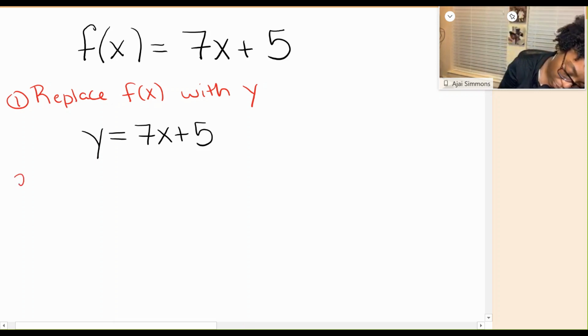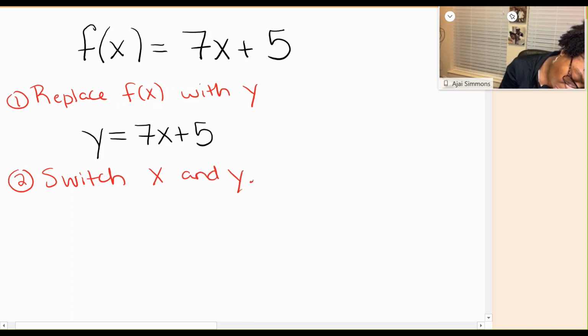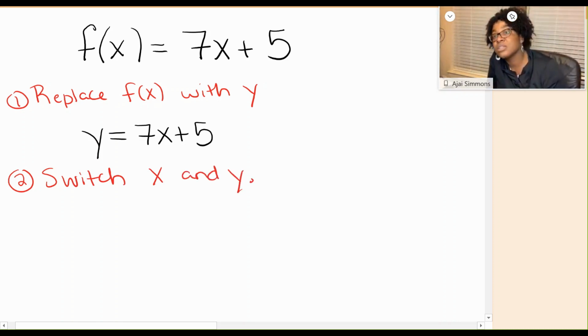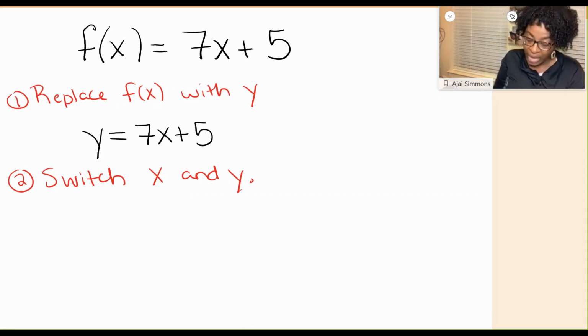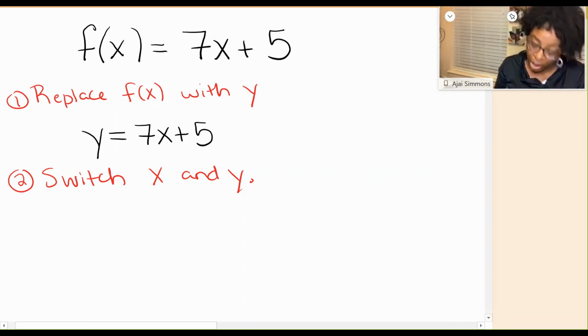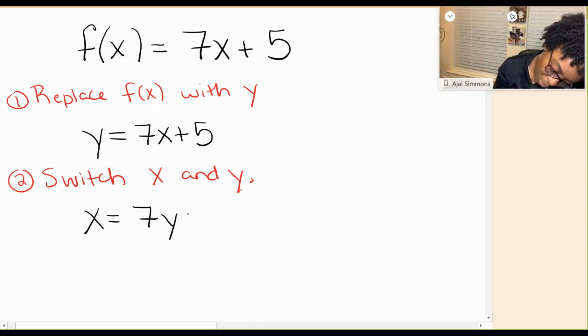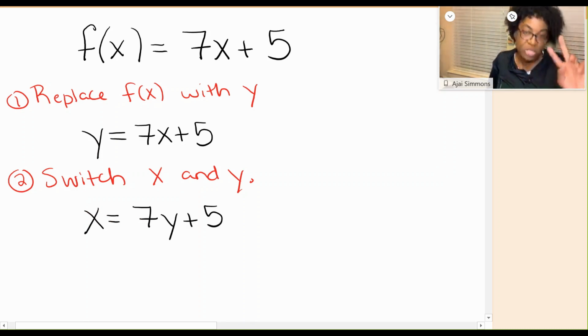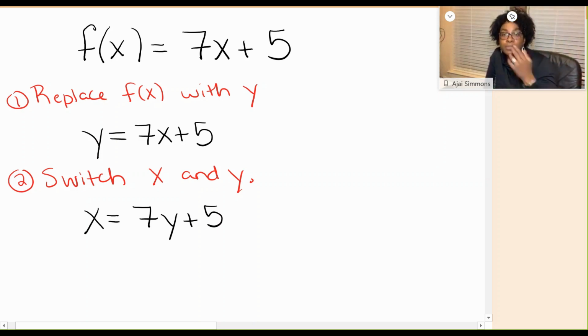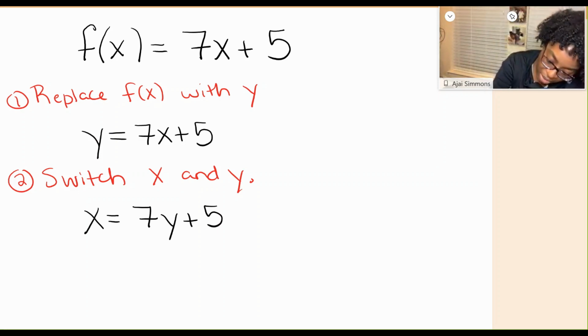Step 2, switch x and y. So that's what an inverse is, right? An inverse is when you switch your x and y. So we're about to create an inverse just by switching the x and y. So wherever I see y, I'm going to put x. And wherever I see x, I'm going to put y. So I just switched the x and y for this problem. Now, the notation is not correct right now.